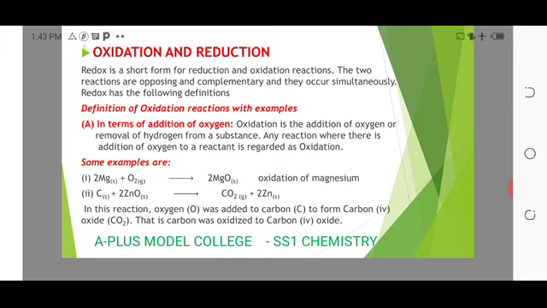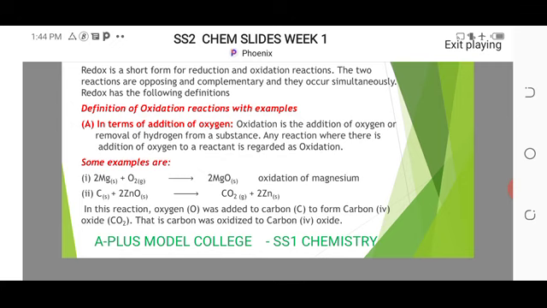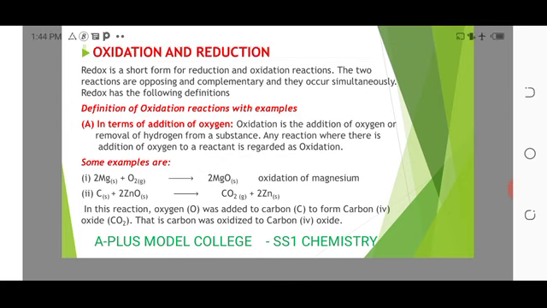Look at the second one, the carbon plus zinc oxide, and then we have the CO2. You can see the indirect addition of oxygen is being done to carbon in this second reaction. You can see the carbon has taken up oxygen, and in the first reaction, magnesium has taken up oxygen. Whenever oxygen is added to a substance, that material has oxidized. In the first equation, magnesium has oxidized, and in the second equation, the carbon has also oxidized just because they have taken up oxygen. Oxygen has been added to them.